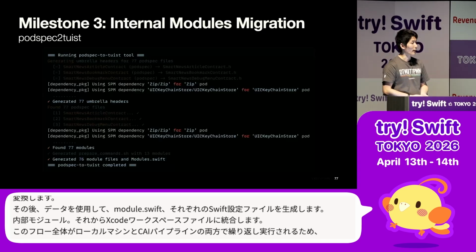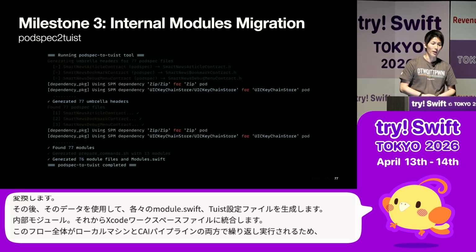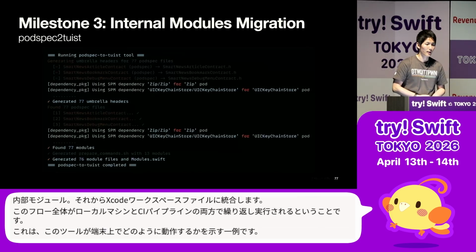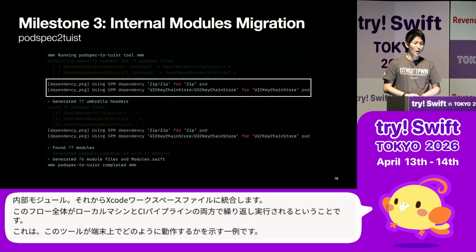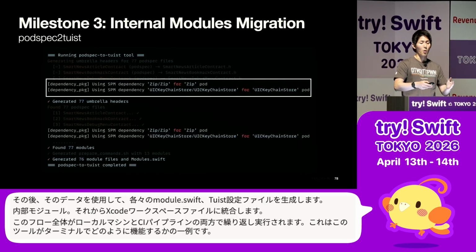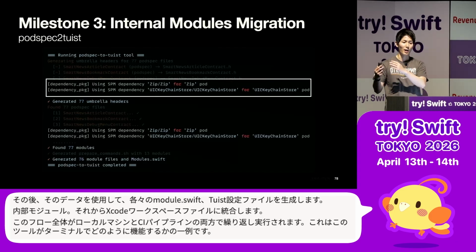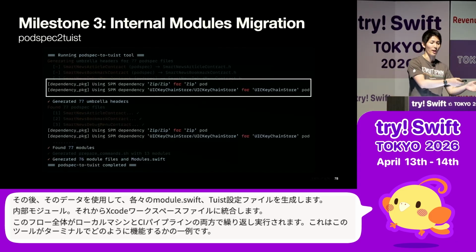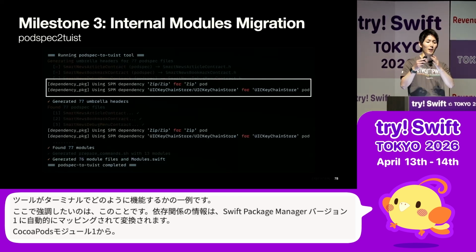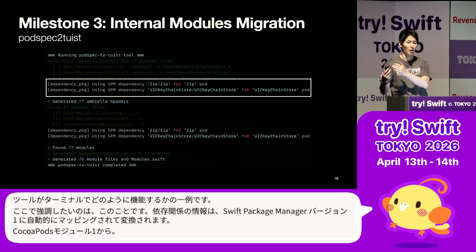This is one example of how this tool works on the terminal. What I want to emphasize here is this. The dependency information is also automatically mapped and converted from the CocoaPods version to the Swift package version, like ZIPFoundation to the ZIPFoundation pod, and UICKeyChainStore to the UICKeyChainStore in the Swift package version.